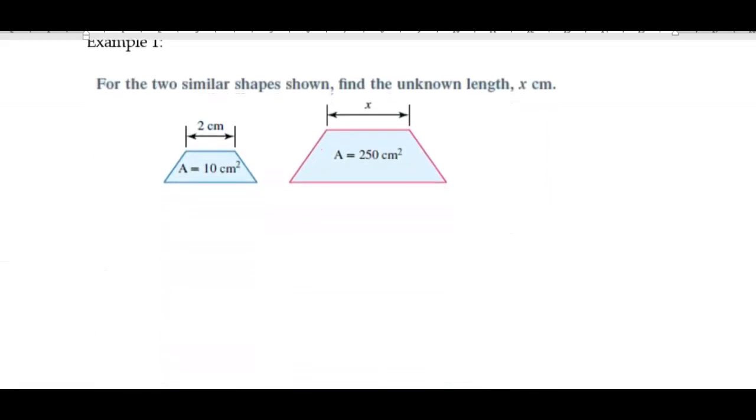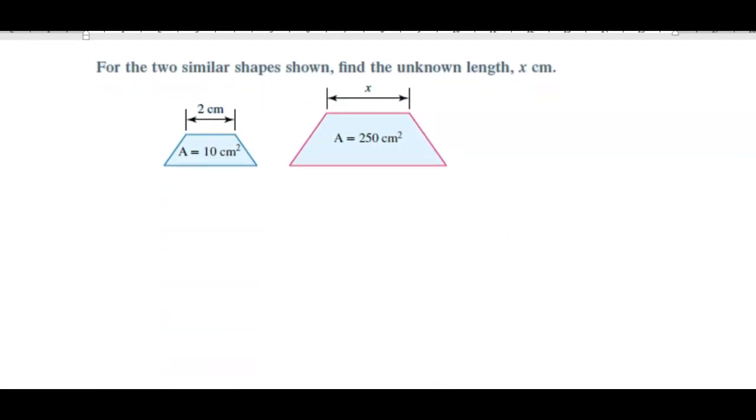So for the two similar shapes shown below, find the unknown length x. So we've got two shapes. We've got the length of the smaller shape, which is 2 centimeters. We're trying to find the length of the larger shape, which we've called x. But what we notice here is we have both the areas. The area for the smaller one is 10 centimeters square, and the area for the bigger one is 250 centimeters square.